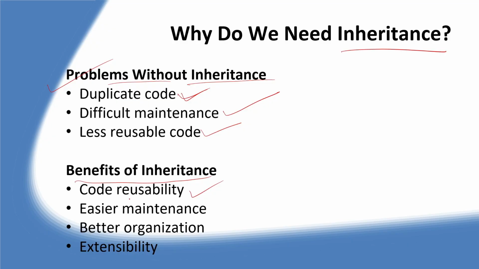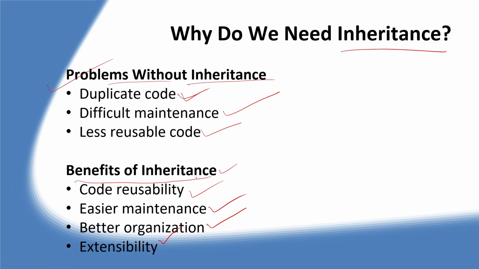Code reusability. Easier maintenance. With inheritance, we can see which class is parent and which class is child, so we can maintain very easily. Better organization and extensibility. When the application grows, we increase the number of classes, so the relation between those classes will be very clear with the concept of inheritance.